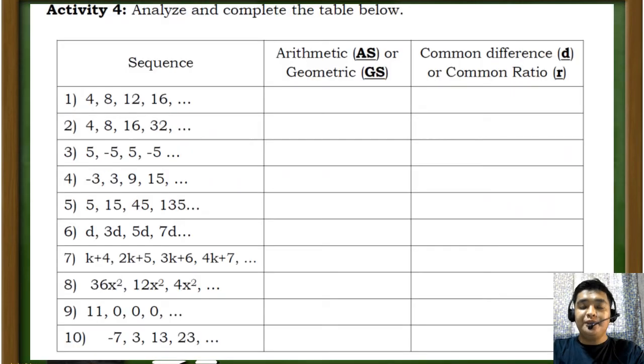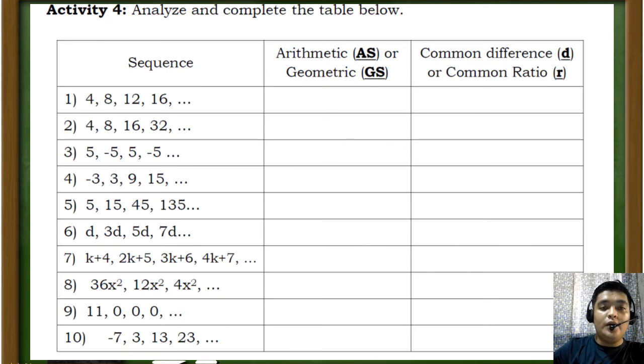Okay? Apply the definitions of our sequences. Okay, so activity 4, analyze and complete the table below. So we have 3 columns, no? The first column is sequence, then arithmetic and geometric, then common ratio and common difference. So let's answer first number 1. I'll be the one to answer 1 and 2, then the rest I will let you answer on your own.